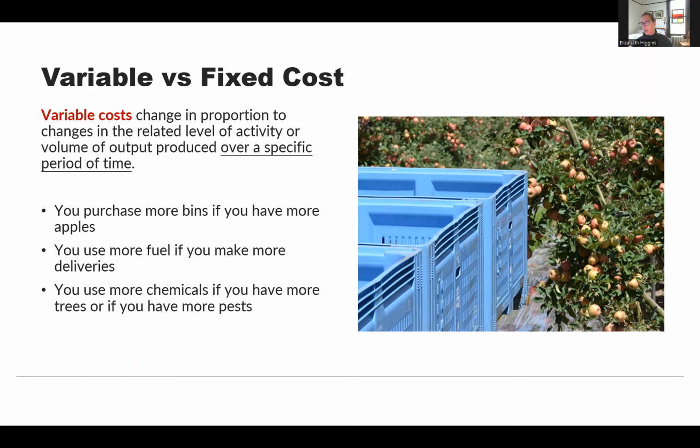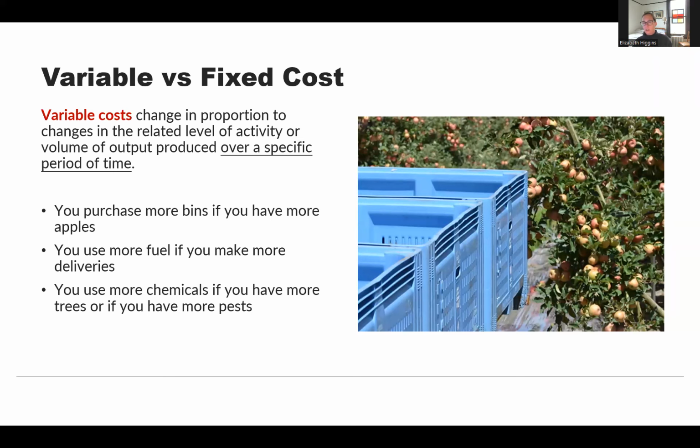I think a lot of you probably have a handle on this, but just to make sure, variable costs are costs that change in proportion to the changes in the relative level of an activity or volume of output. And the key concept with this is over a specific period of time. So there is always a time element to a variable cost turning into a fixed cost.